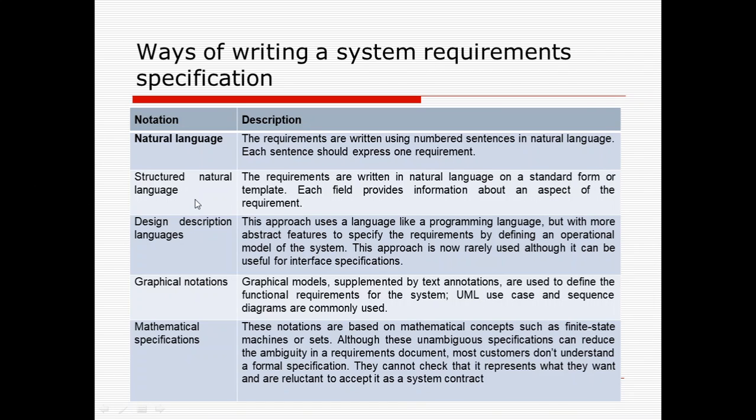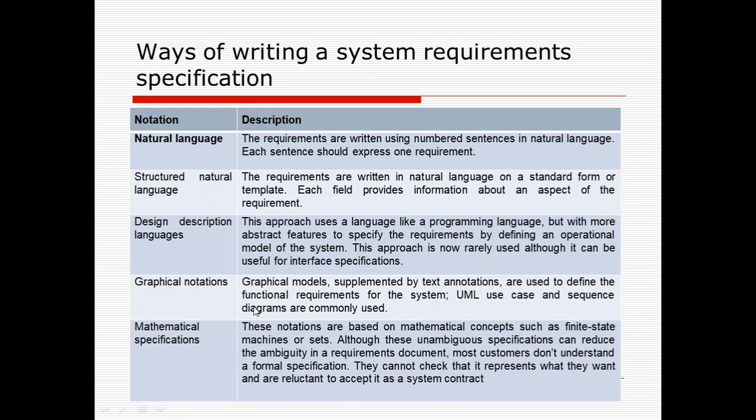Similarly, structured natural language can also be used, like pseudocode. There are some standard forms available where you can write in a structured natural language, where each of these fields provides information about an aspect of the requirements. Then there is design description language. This approach uses a language like a programming language, but with more abstract features, to specify the requirements by defining an operational model of the system. Though this approach is now rarely used for writing the requirement document.